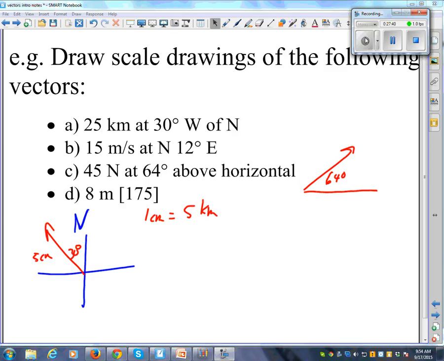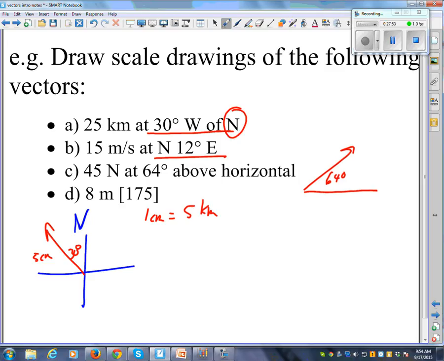I want you to realize the difference between writing it this way and this way. 30 degrees west of north: where do you start? You start at the end, west of north. But when it's written this way, north 12 east, you start there. That's why I threw those together in there. So we did the first one. We went 30 degrees west of north.